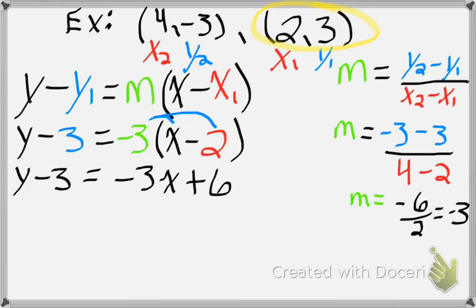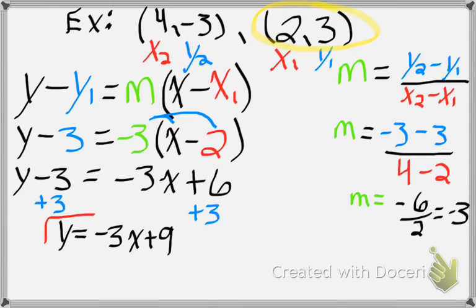Make sure you distribute correctly. A negative times a negative is a positive, that's why that's a plus sign. Don't make that mistake. Now finish by moving that -3 to the other side and you're done. Once you combine all like terms, you have y equals -3x plus 9. That is the equation of the line in slope-intercept form that passes through the two given points. So this was a type 1 question, your hardest type of question.